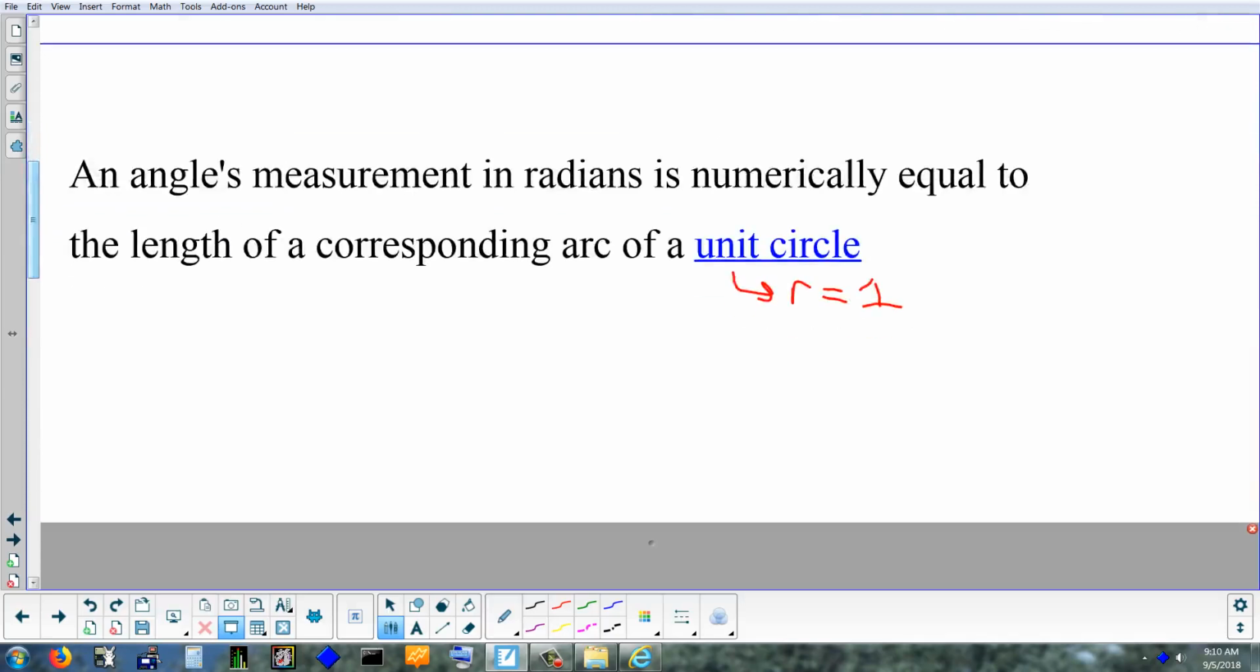All right, so let's see if we can visualize what that fact means. Let's say I draw a circle that's exactly 1 foot for the radius. It might not be exactly to scale, but we'll just pretend. So that's exactly 1 foot. And then that's the initial side. I'm going to put the terminal side right there. I want to know how big that angle is in radians.